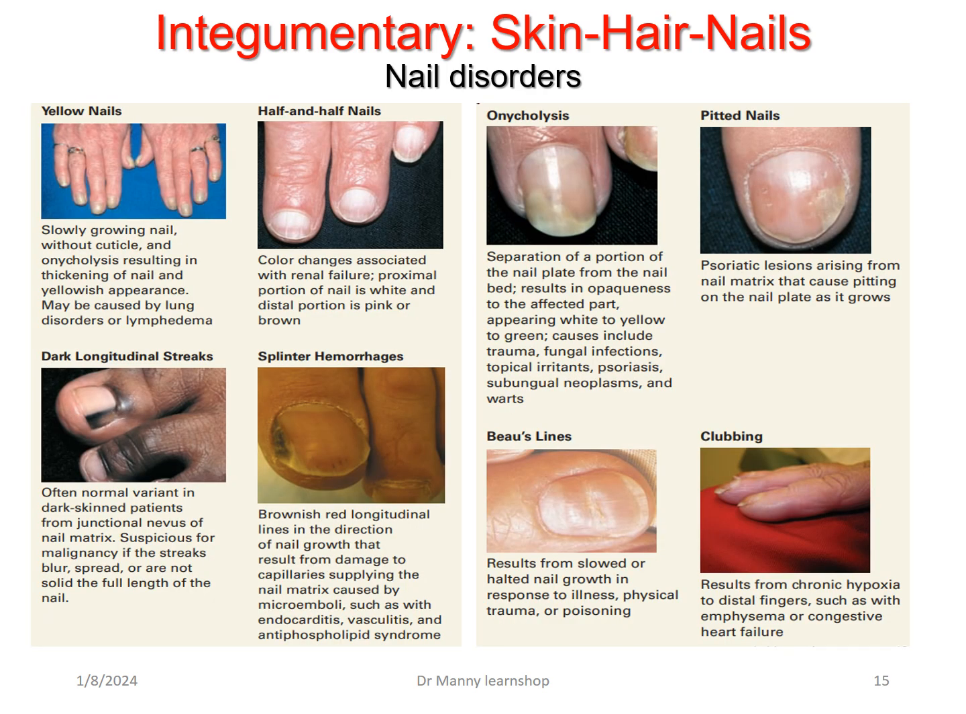When we look at some of the integumentary disorders that relate to the nails, they can have discoloration such as yellow, with dark longitudinal streaks, splinter hemorrhages, half and half nails, which are all indications of other disorders. The integumentary system is like the window to your soul. If there's something wrong with your skin, hair or nails, it probably means that there are other issues elsewhere in your body. Things like Beau's lines, finger clubbing, pitted nails, onycholysis.